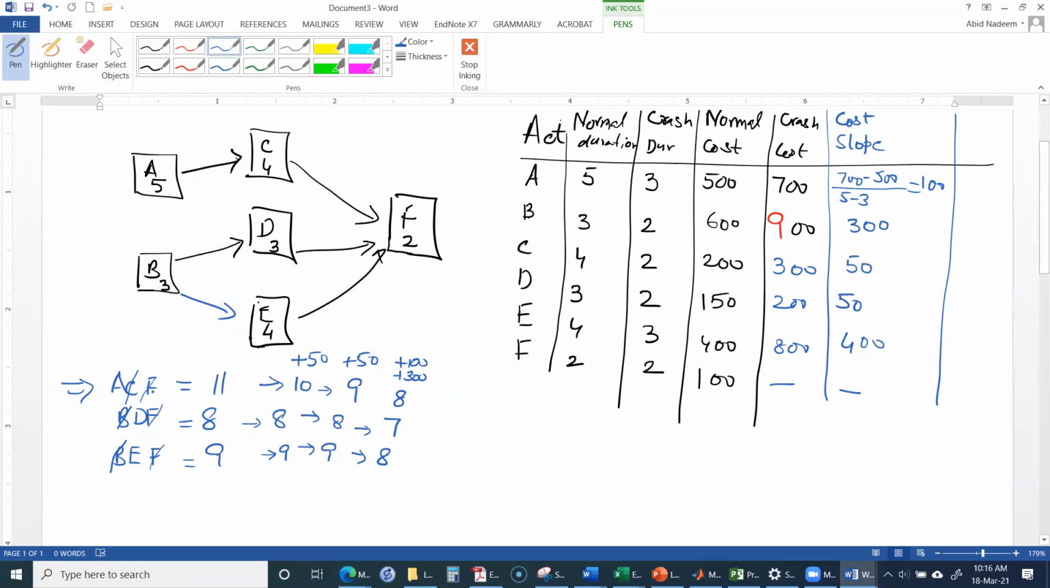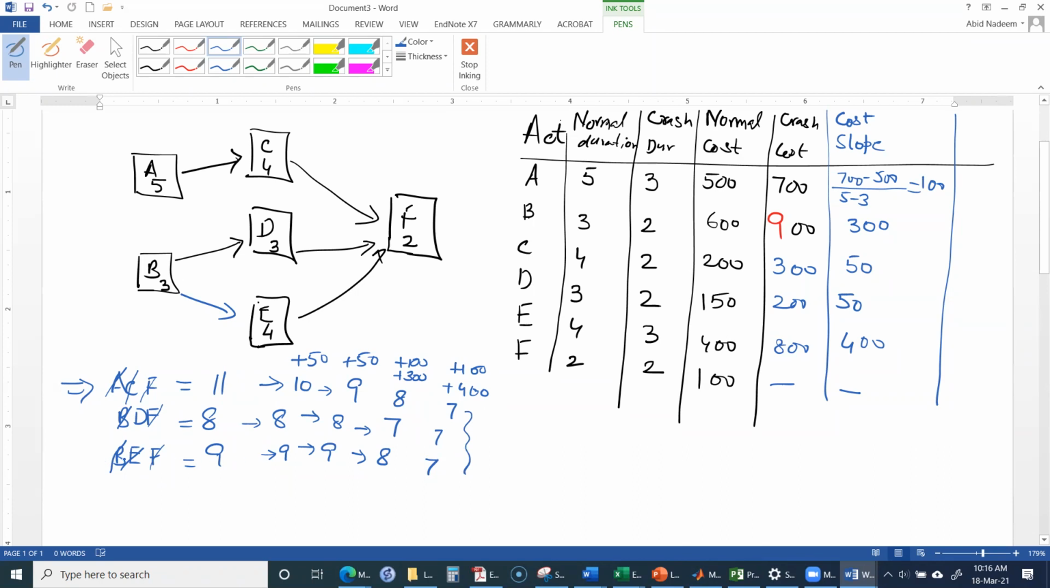So again, now we have ACF and BEF as the paths. If we want to reduce further, then I will spend 100 for reducing A and 400 for reducing E. By this, A will be fully crashed, because earlier we reduced 1 day for A, and E will be fully crashed. So the duration will be 7 days, 7 days, and 7 days. At this point, the duration of the project is 7 days.